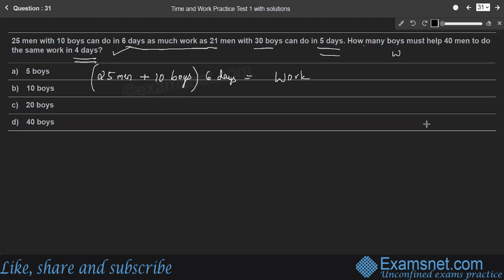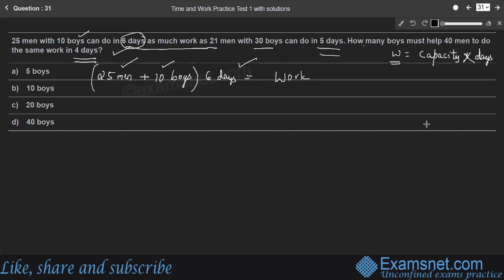We all know that work is always efficiency into time. So in this particular case, efficiency means capacity. What is the capacity? What is the strength of the person? It depends on that. So 25 men plus 10 boys is the capacity or efficiency. In the first case, 25 men with 10 boys can do it in 6 days. So number of days or time into capacity gives the total work.